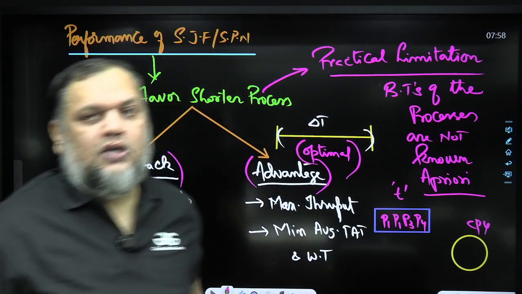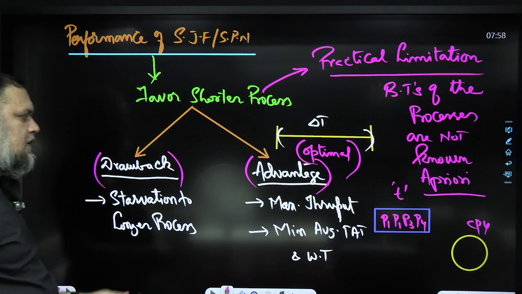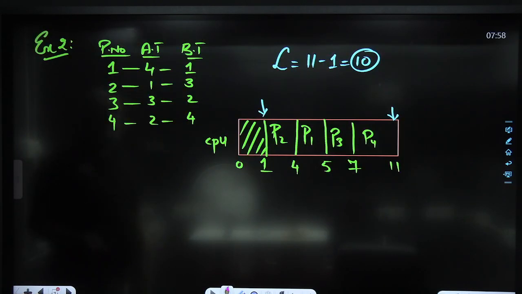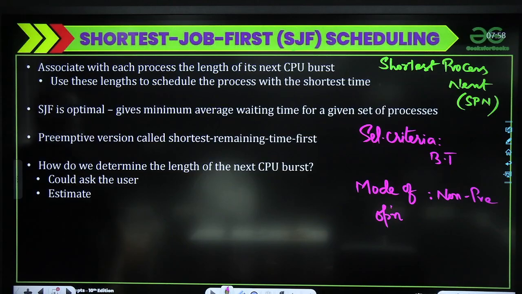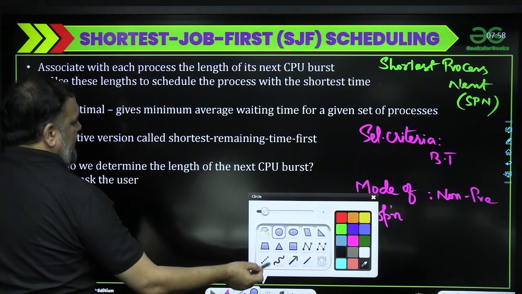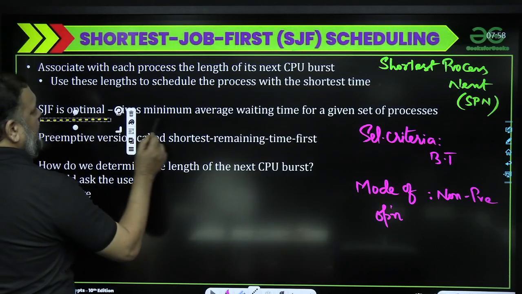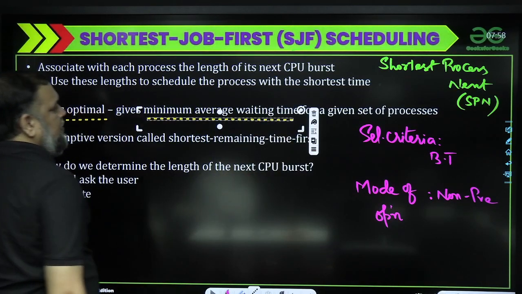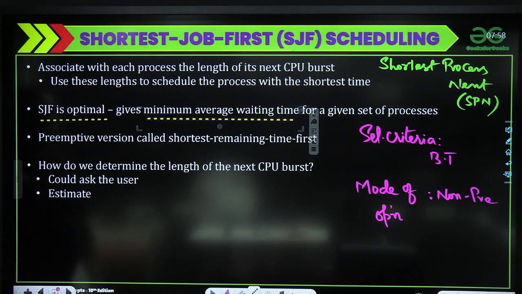So what is the exponential averaging technique? Let's try to understand it from here. But before that, I will go back to the same points which I gave in my first slide. So remember, shortest job first is an optimal algorithm for the reason I told. It gives minimum average waiting time for a given set of processes.